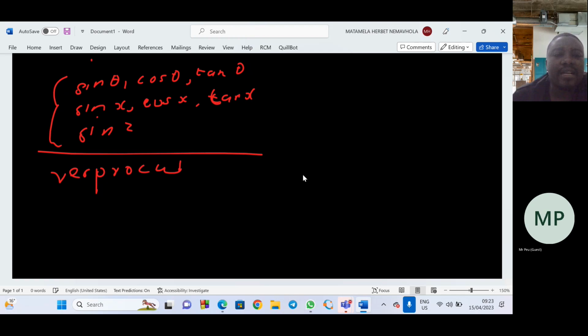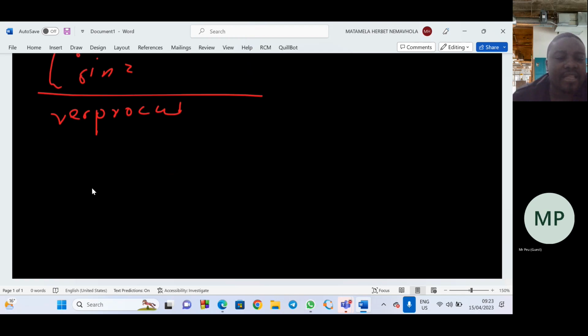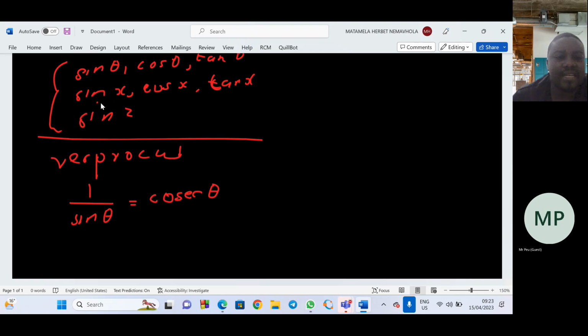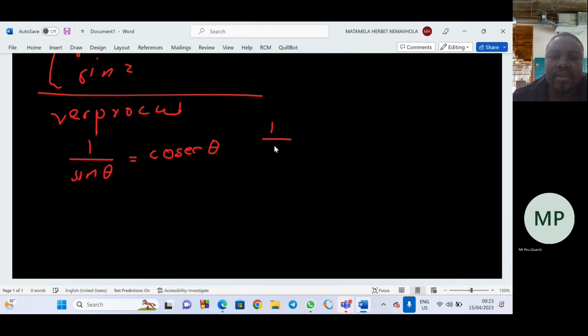Reciprocal. When we talk about the reciprocal of sine theta, it is 1 over sine theta, and 1 over sine theta is equal to cosec theta. So cosec theta is the reciprocal of sine theta. And we also have 1 over cos theta, and the reciprocal of cos theta is sec theta.